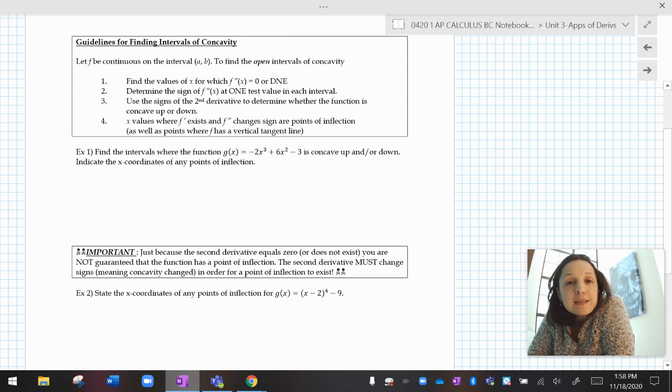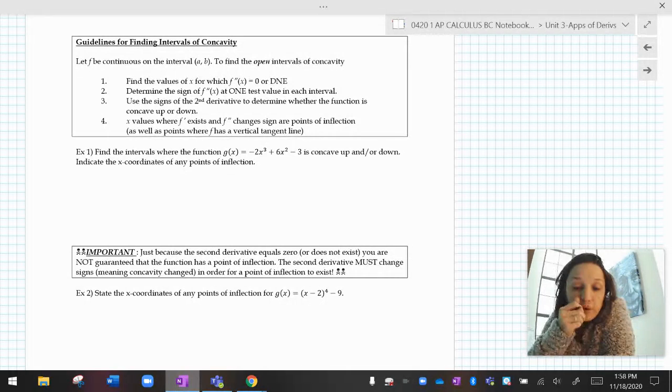Calculus friends, this is your second video about concavity and its consequences and how to find it. Previously, you learned that concavity is when the second derivative has a certain sign. When your second derivative is positive, it's concave up. If it is negative, it's concave down. And at the places where your second derivative changes sign, there's a point of inflection.